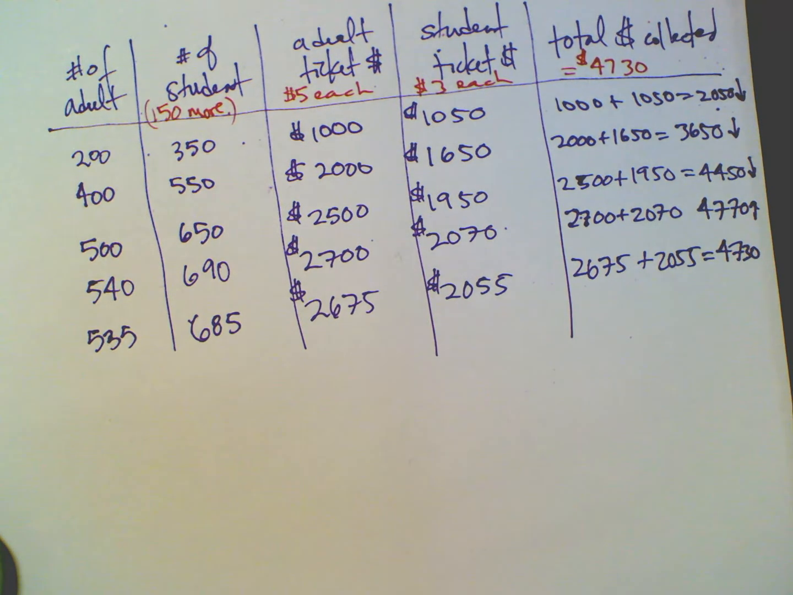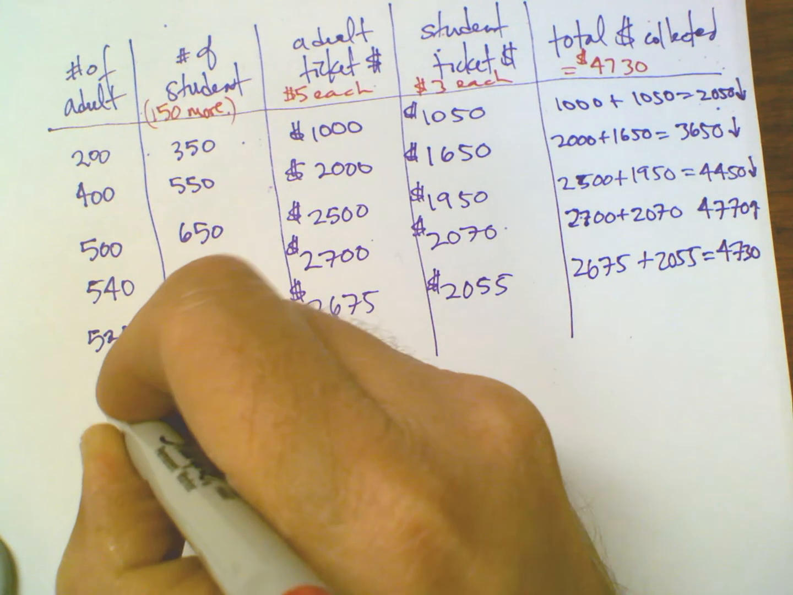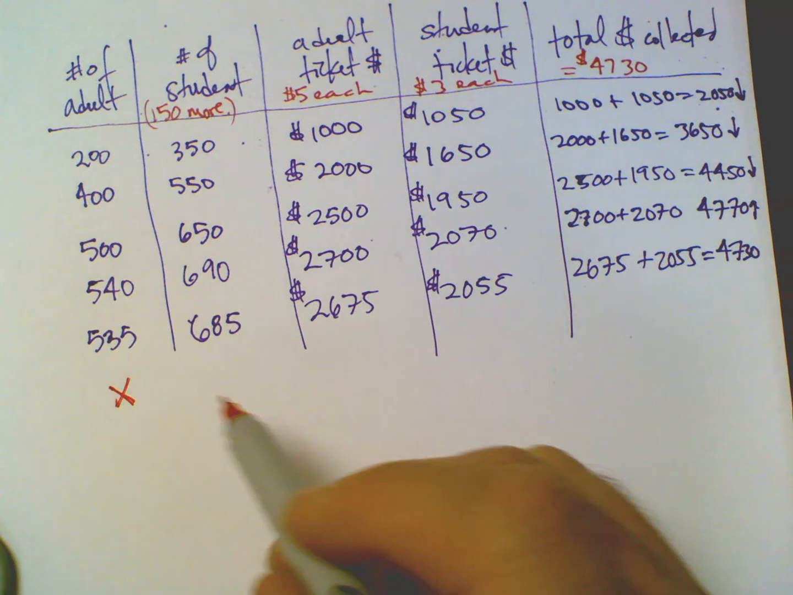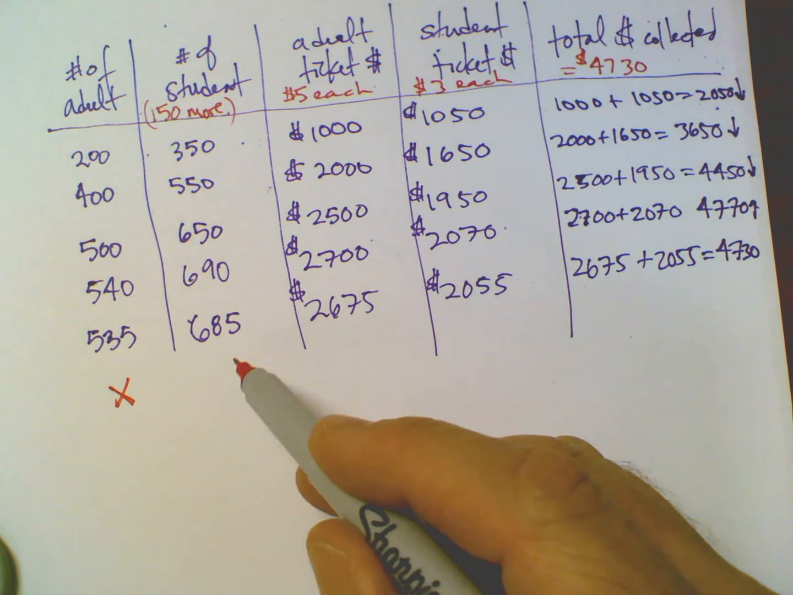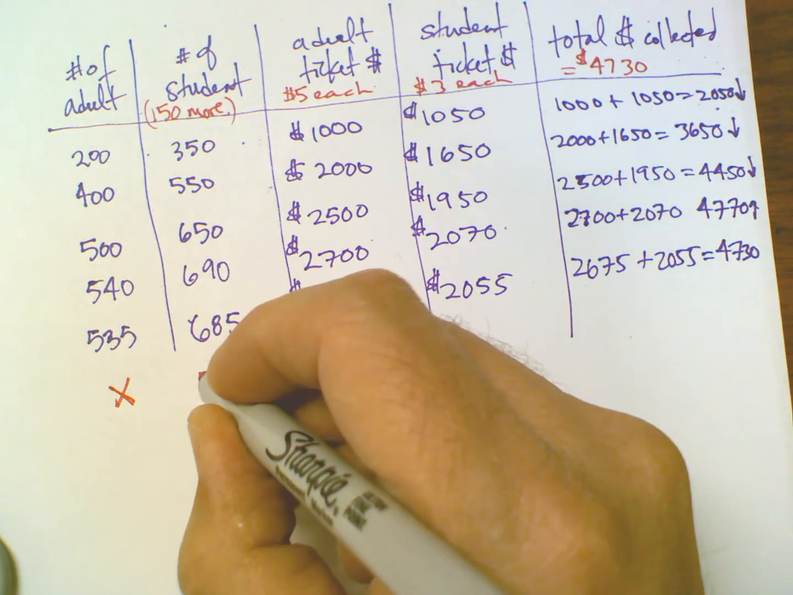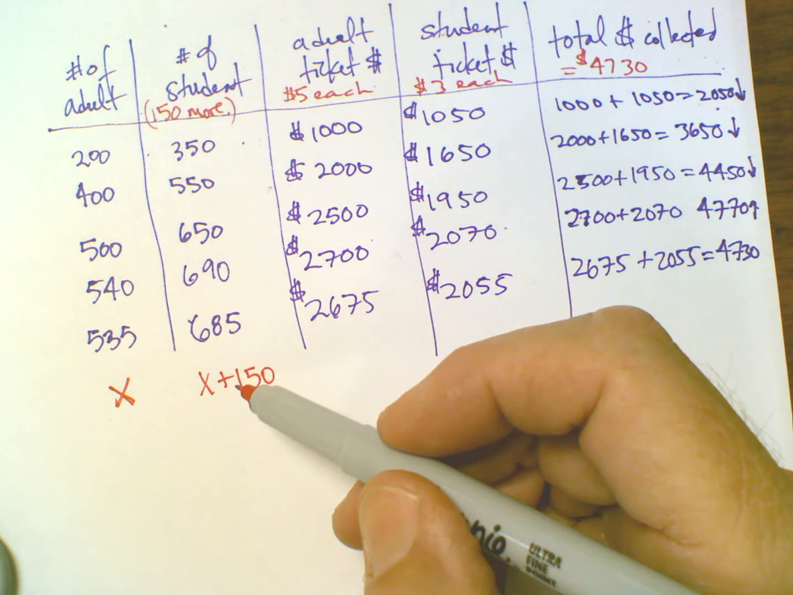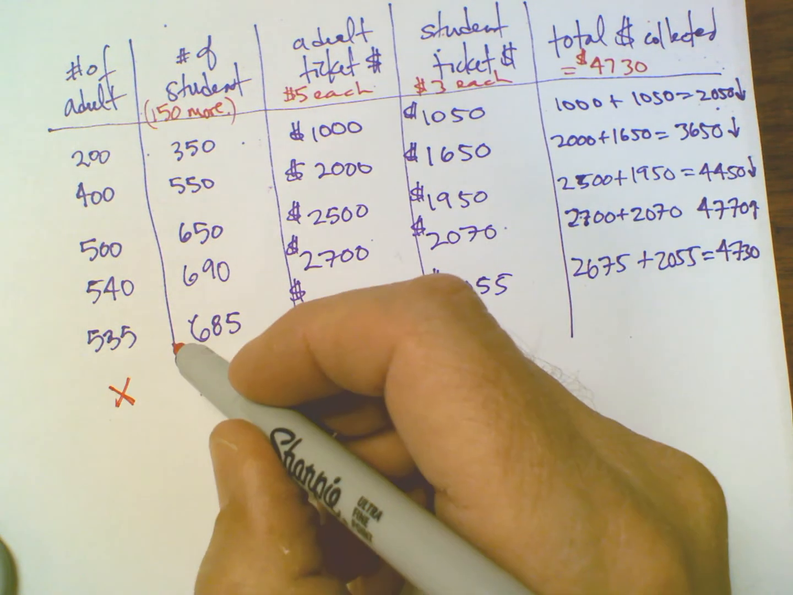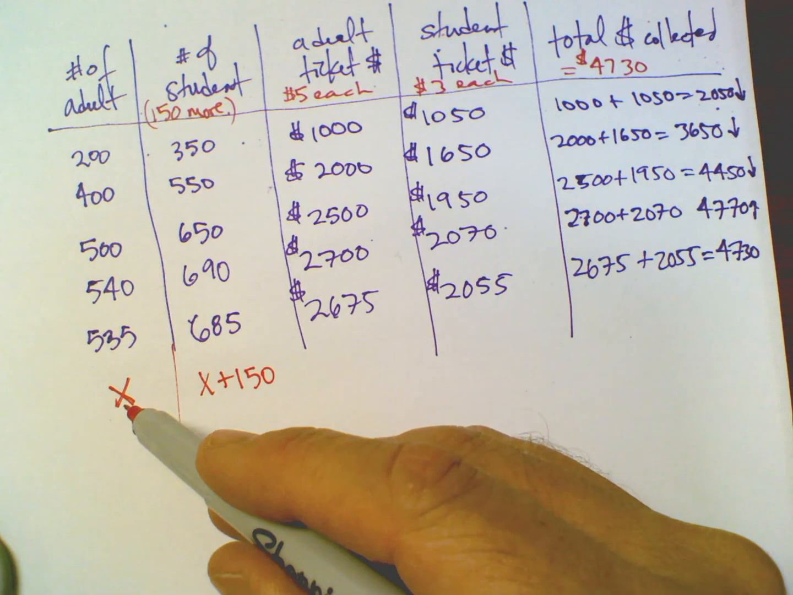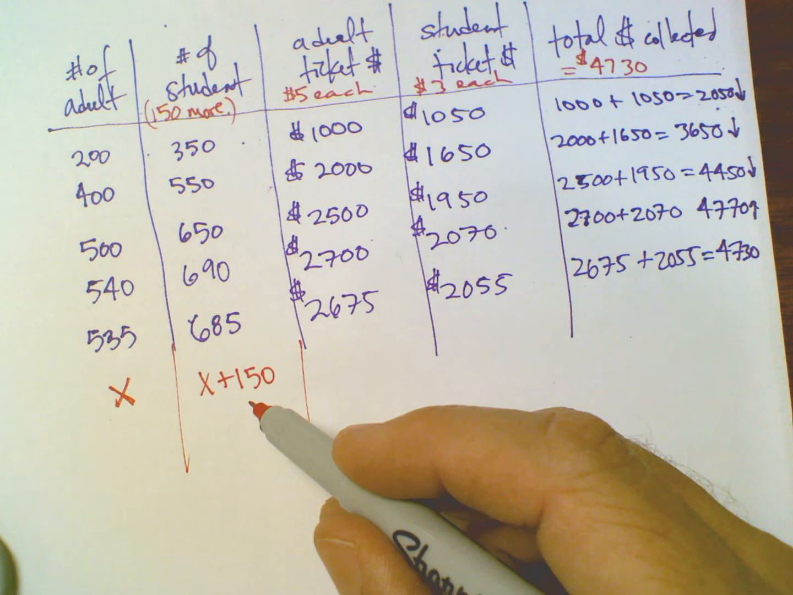So remember, the equation is you start with what did you guess? Which number did you guess on? I started by guessing this number here. So I'm going to call that my x. Then from that number, I got this number. How did I get it? Every time I added 150. So that's the expression that represents the number of students. So the expression for the number of adults is x. The expression for the number of students is x plus 150.